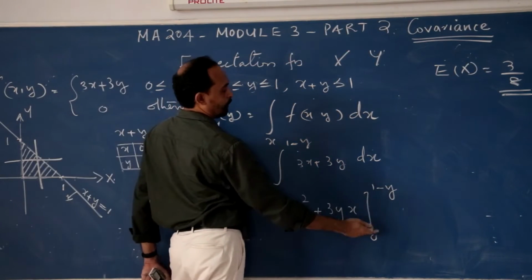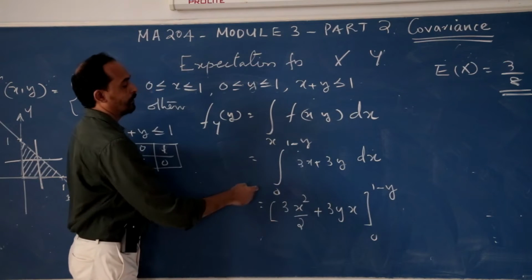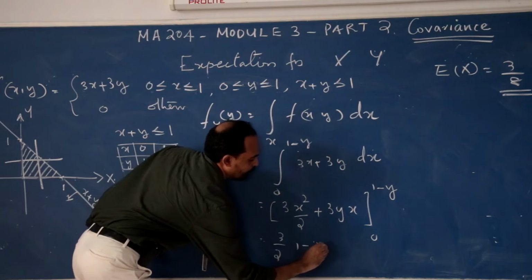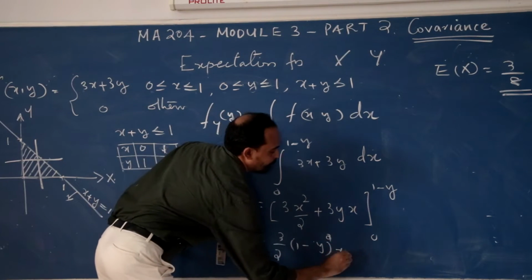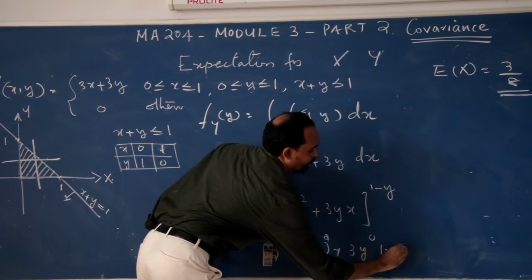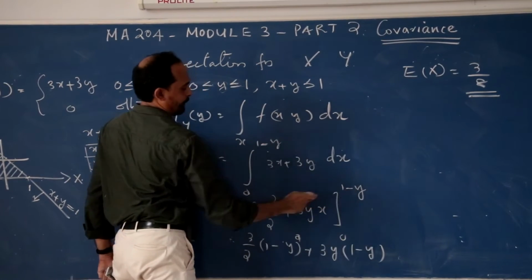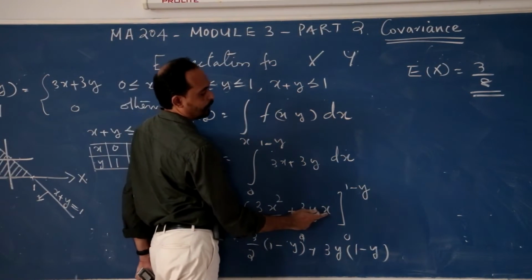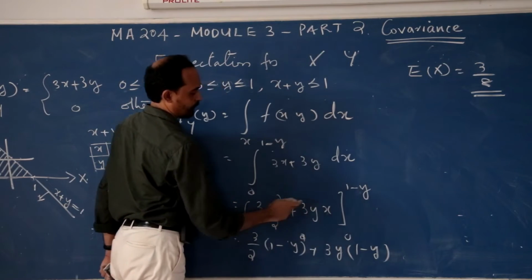0 to 1 minus y. Then 3/2 into (1 minus y) the whole square plus 3y into (1 minus y). We are taking upper limit x equal to 1 minus y, (1 minus y) the whole square, and lower limit 0.